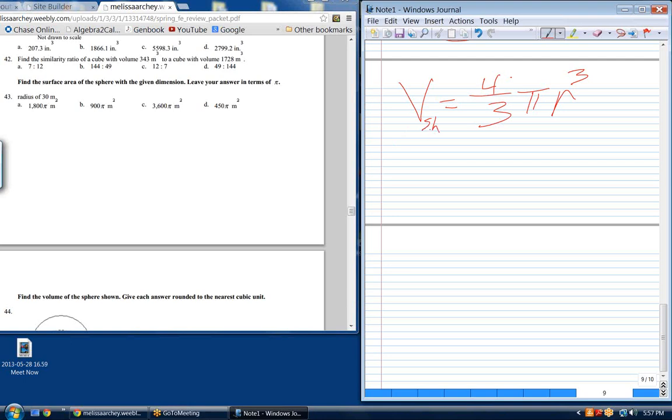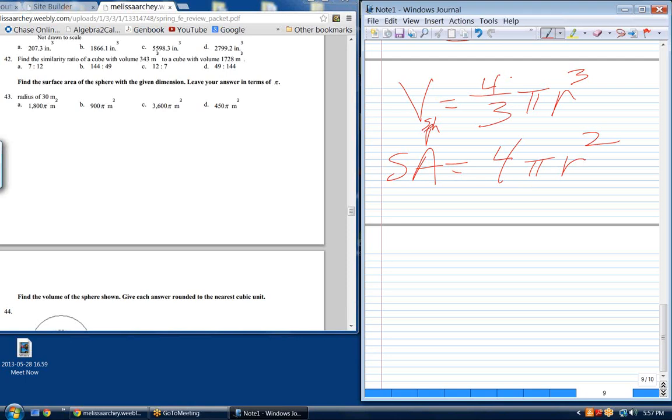Okay. And the surface area. Surface area is 4 pi r, what's this exponent going to be? Squared, because surface area is a square measurement. It's a measurement of area. In other words, the units are going to be meters squared. They're not going to be meters cubed. They're not going to be meters. They're going to be square something, either feet or meters.